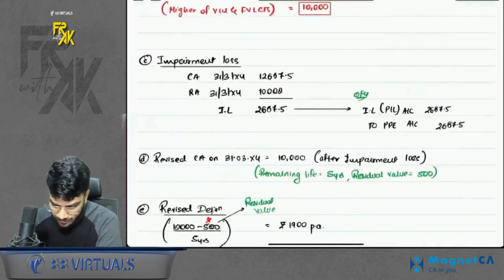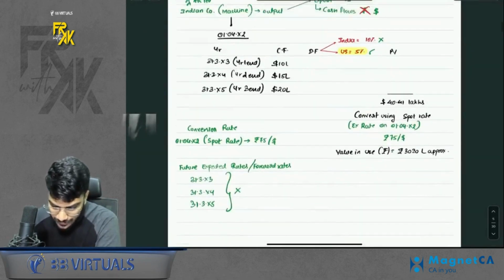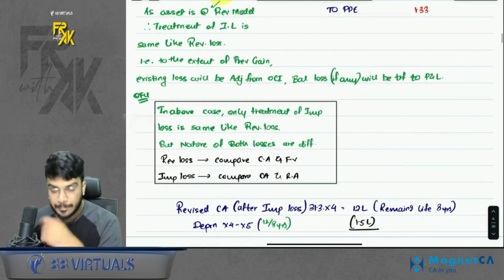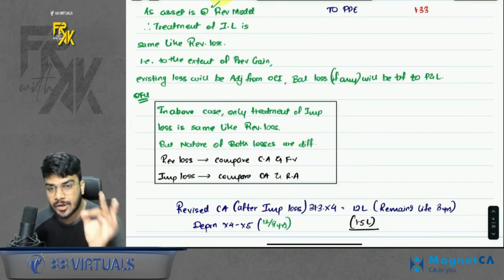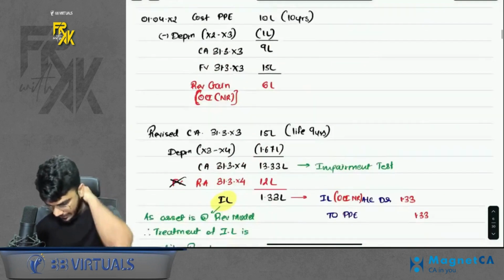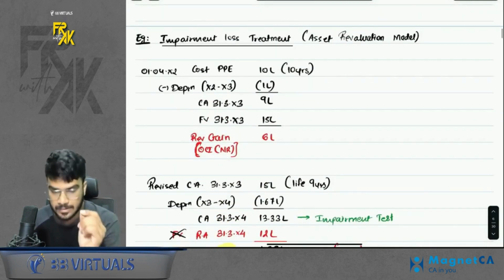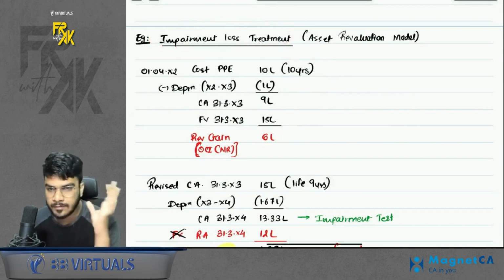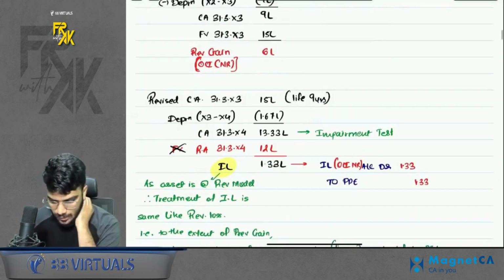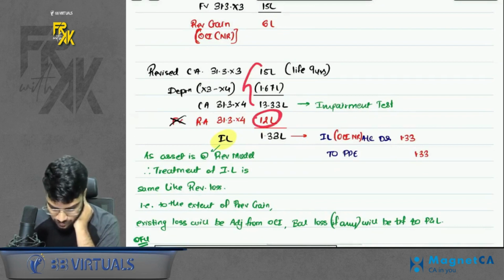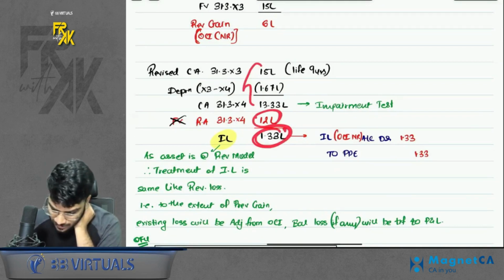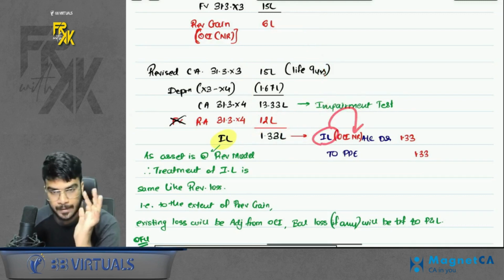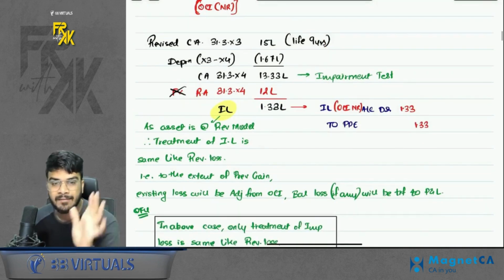But do remember one conceptual point which I told you, that only the treatment is the same as revaluation loss, but the nature of both the losses is different. Let's say for example, this is one example which I discussed. We have some PP, then we got a gain, we booked the gain in OCI. Then in the subsequent year we got a loss of 1.33. Is the loss within the limit of previous gain? The answer is yes. That means the full loss will be adjusted against OCI, so we are treating the impairment loss like revaluation loss only.